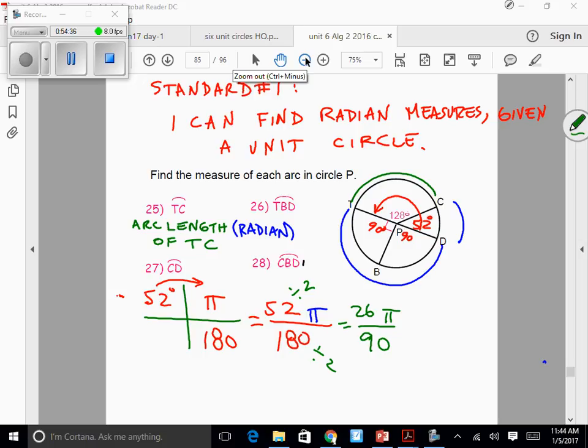Half of 90, I know it's 45. I don't know what half of 26 is. 13? 13. All right. And I think that stops there. I don't think there's a number that goes into 13 and 45. 5 goes into 45, but it won't go into 13 evenly. 13? Oh, no. 13 is a prime number, it can only go into itself.